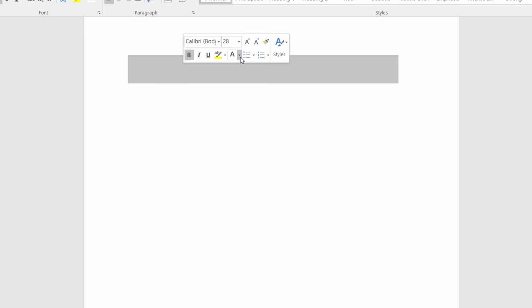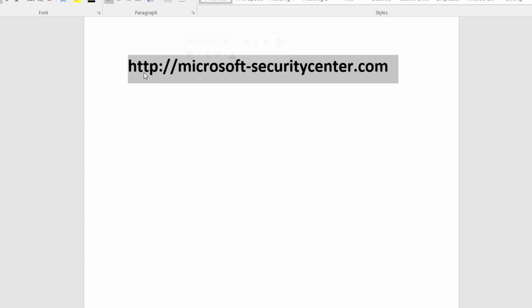So if we look at the following URL, http://microsoft-securitycenter.com. The question here is, is this a legitimate URL or not? Illegitimate would mean that a hacker or anybody else outside of Microsoft could own the website. In this case, this would be considered not a legitimate URL.